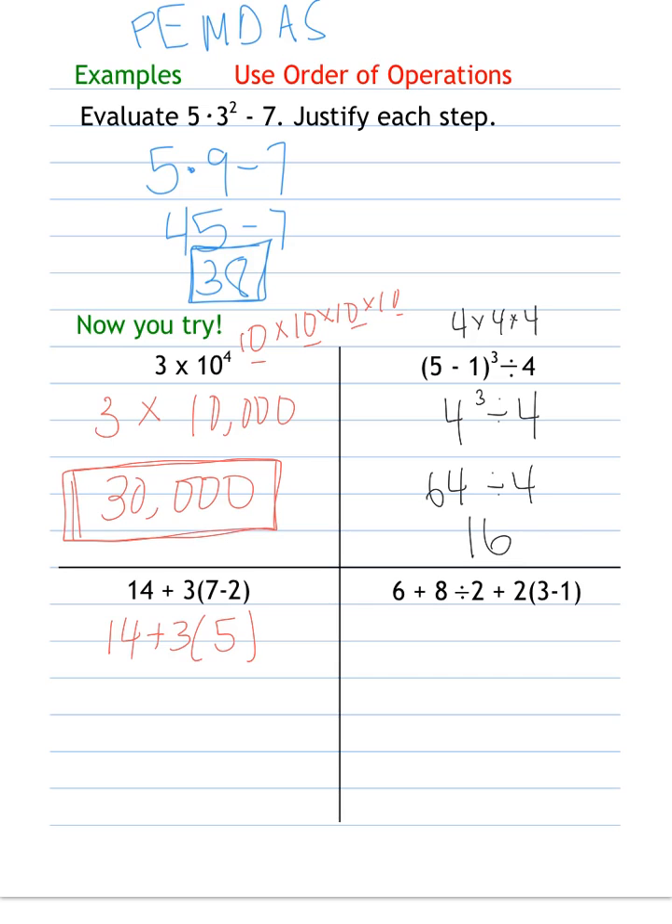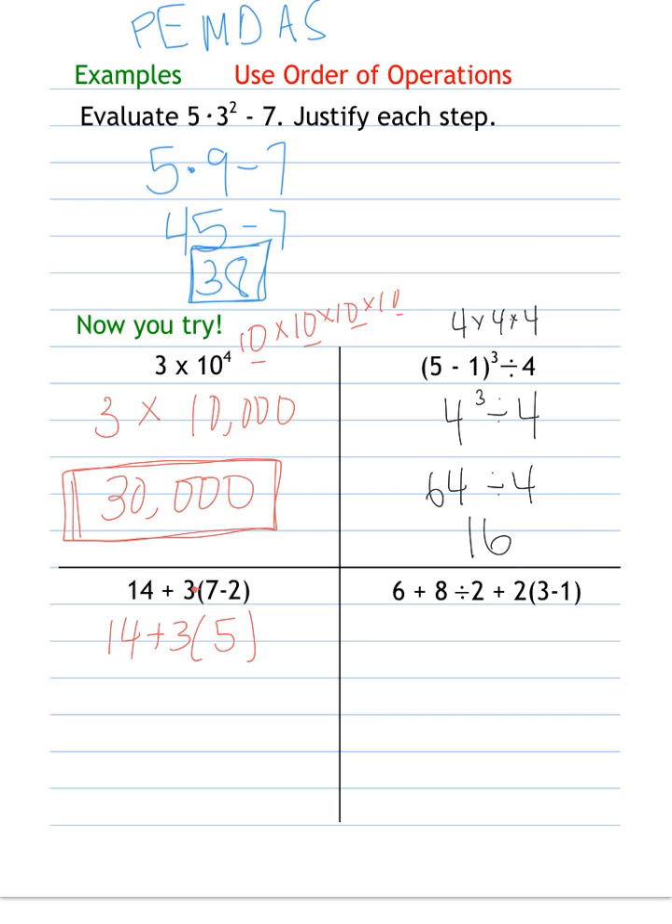Now, when there's a number 3 right in front of the parentheses like that, it doesn't show it, but there is a multiplication symbol, so we are multiplying that. Okay, so our next step would be exponents. We don't have any exponents.